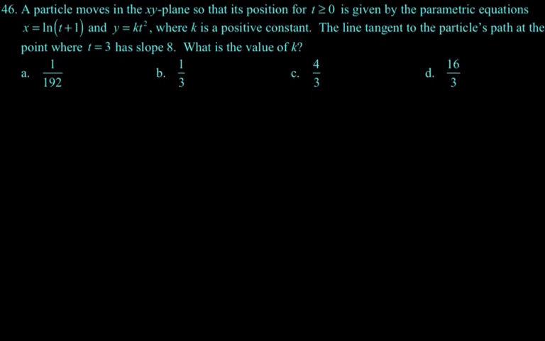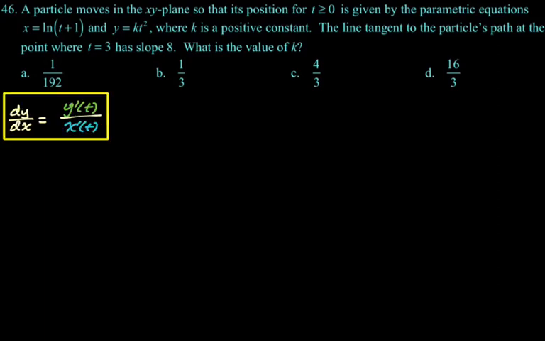Slope for parametrics is going to be dy/dt over dx/dt, or dy/dx is y prime over x prime. I'm going to do the thing I usually do. Find y prime first, then x prime. So y prime, by the power rule, is going to be 2kt. For x prime, the derivative of the natural log of t plus 1 is 1 over t plus 1 times 1. So x prime is that.